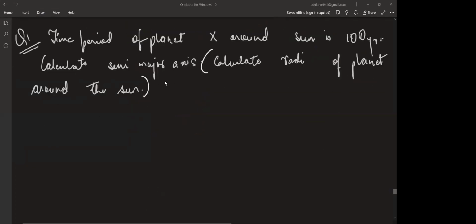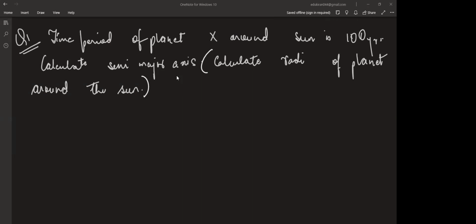Class, answer. It says that the time period of planet X around the sun is 100 years. Fine. Calculate the semi-major axis, whether radii, and you have to calculate basically, when it says semi-major axis, it means calculate the radii of the planet.